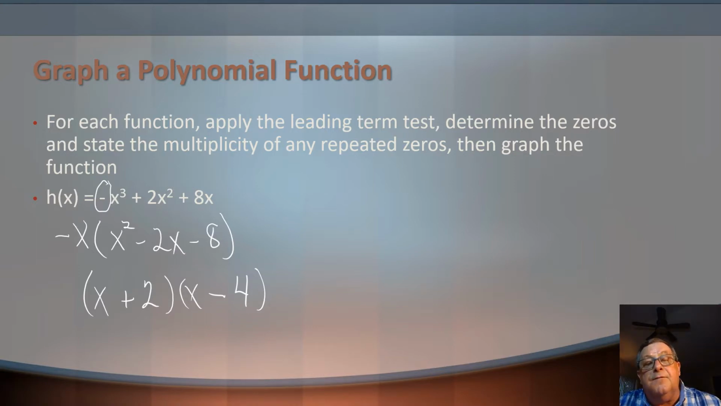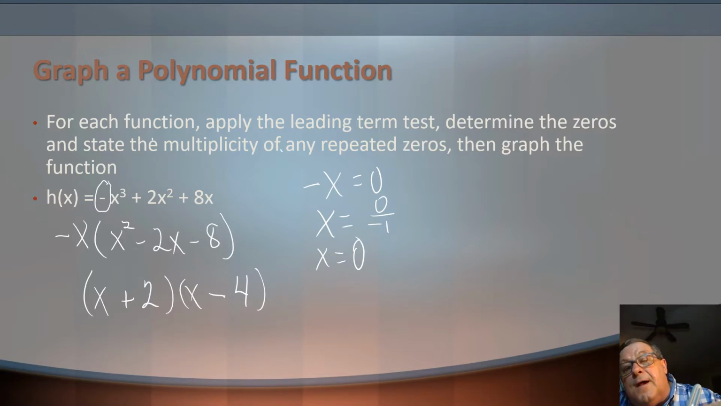Now, let's set all of our factors equal to 0. So I got -x equals 0. And I don't really have to do this, but divide both sides by -1. Well, 0 divided by -1 is still 0. So I have a 0 at 0. Oh, we forgot to do the leading term test. There's three possible real zeros, 2 turning points.